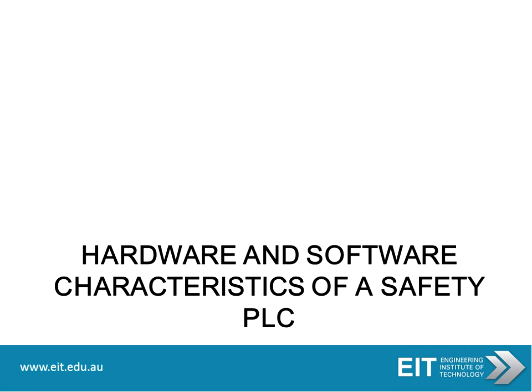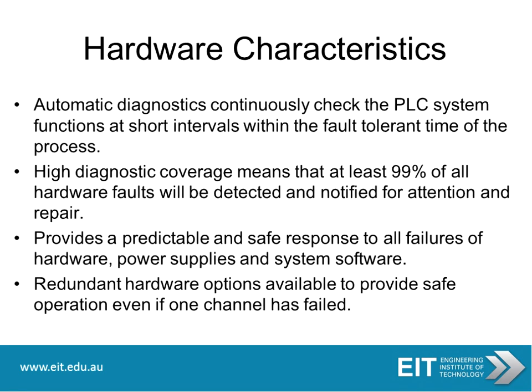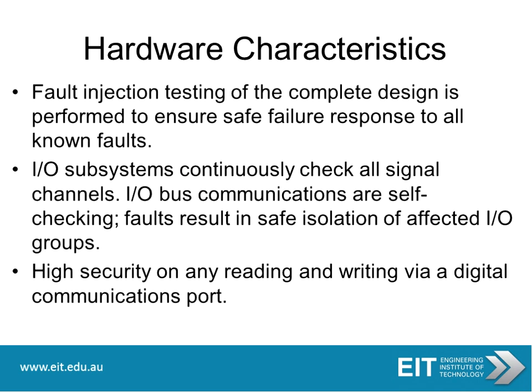Now, getting into more detail of the hardware and software characteristics of a safety PLC. Hardware characteristics: automatic diagnostics continuously check the PLC system function at short intervals within the fault-tolerant time of the process. High diagnostic coverage means that at least 99% of all hardware faults will be detected and notified for attention and repair. So it provides a predictable and safe response to all failures of hardware, power supplies, and system software. And redundant hardware options are available to provide safe operation even if one channel has failed.